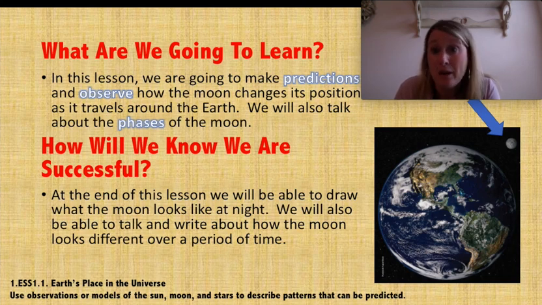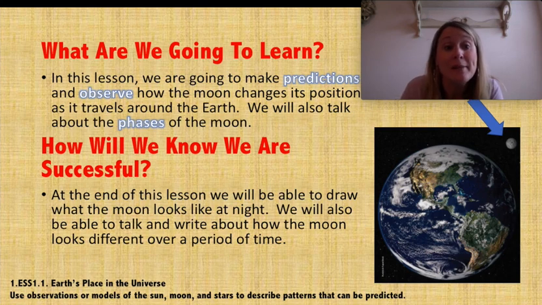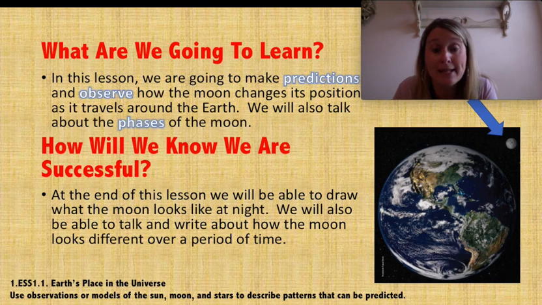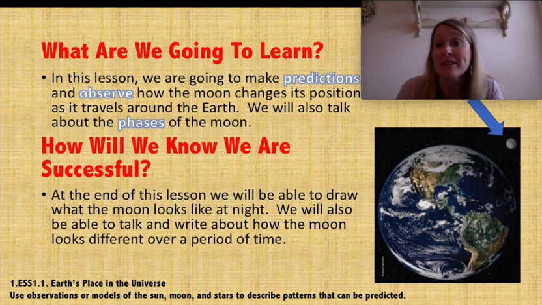So how will we know at the end of this lesson if we learned what we were supposed to? Well, at the end of the lesson, we're going to be able to draw what the moon looks like at night, all of the different forms that it might take. We're also going to be able to talk about the moon and write about the moon and how it looks different over a period of time. So let's get started, shall we?